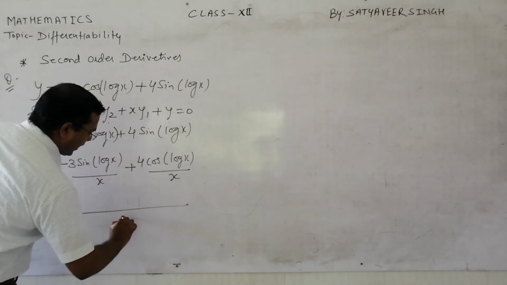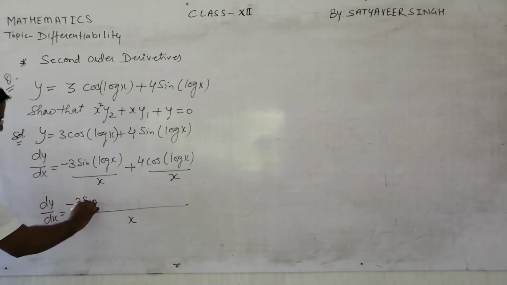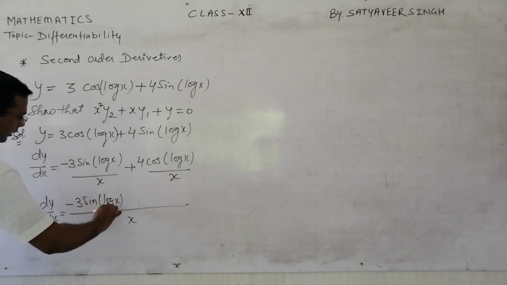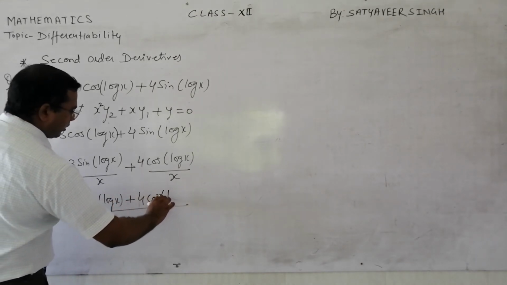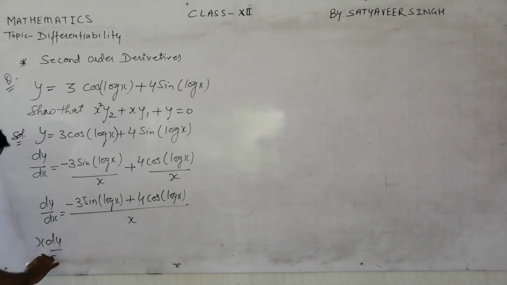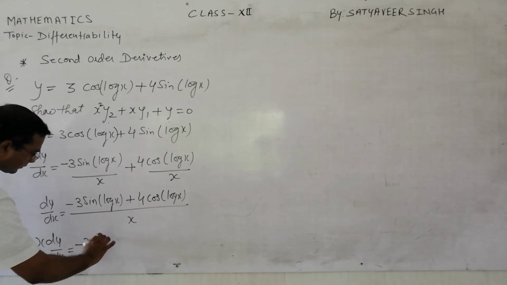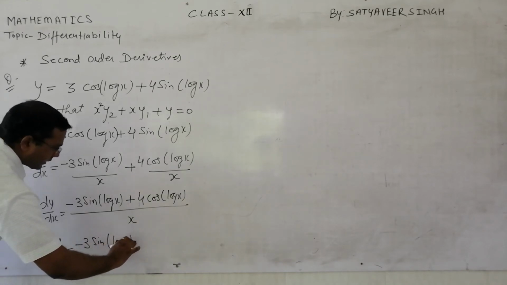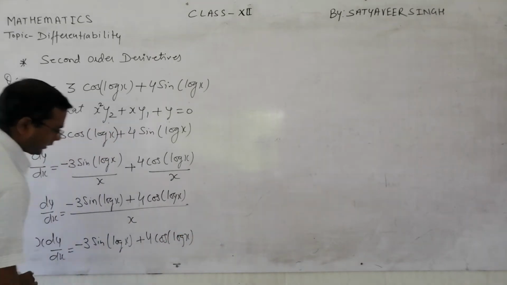And if you take x as LCM, then you can also write dy by dx is equal to, by taking x LCM, minus 3 sin log x plus 4 cos log x. This x you can even multiply here also. So I am writing this x dy by dx is equal to minus 3 sin log x plus 4 cos log x.